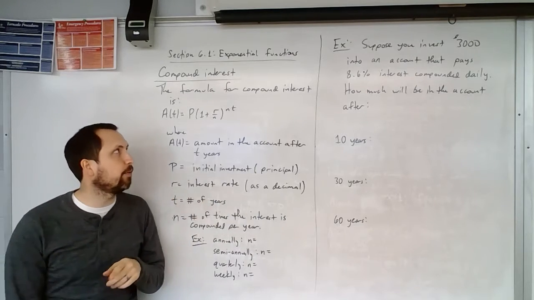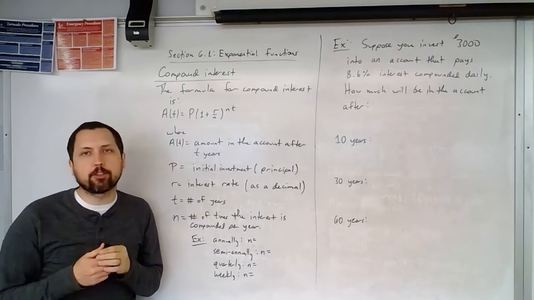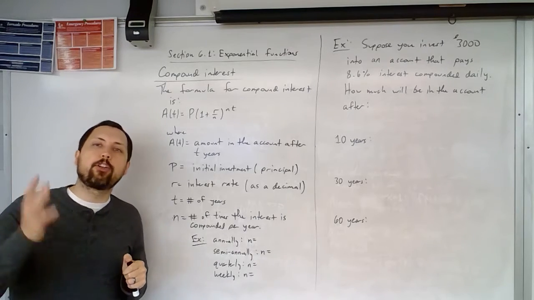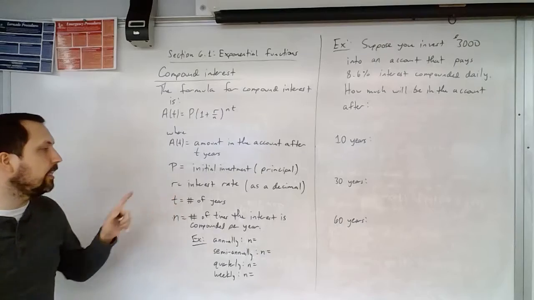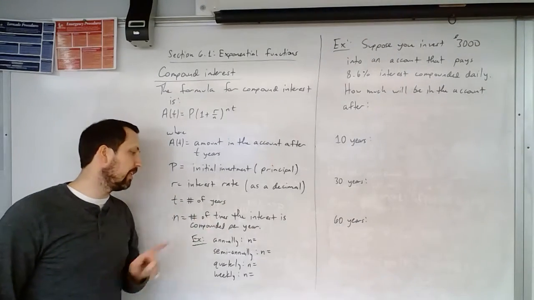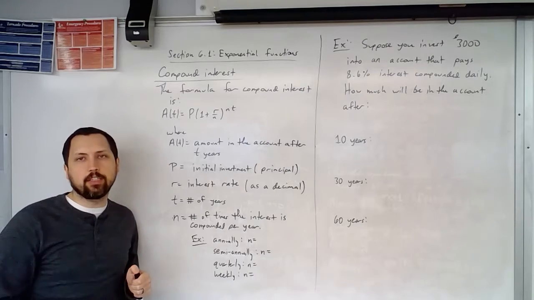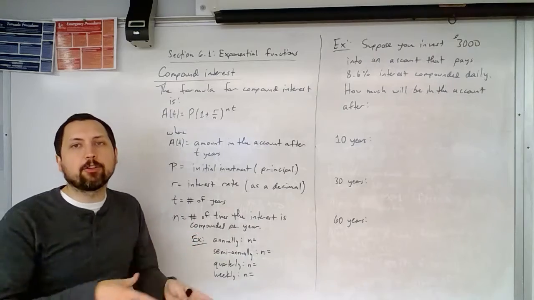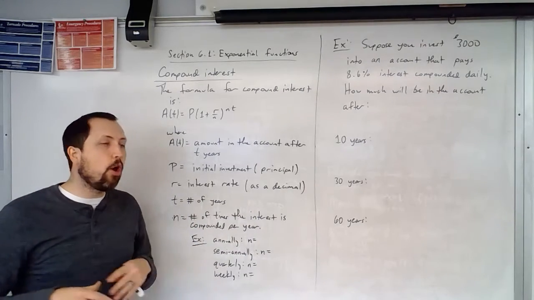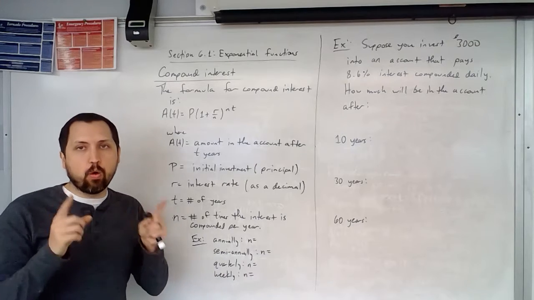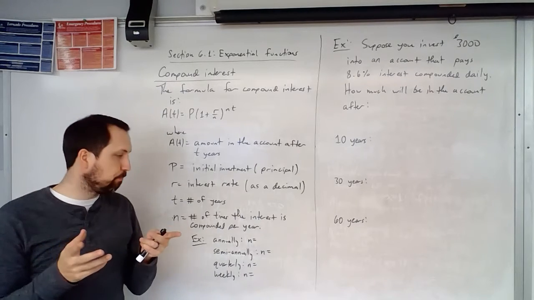r is going to be the interest rate as a decimal. So usually rates would be some type of percent, like, say, 4.7%. Turn that into a decimal. t is the number of years that we're using, and n is going to be the number of times the interest is compounded per year. So remember, we said this compounding process, that money earns interest and that interest gets added in. When that interest gets calculated and added back into the account, that is one compounding time.